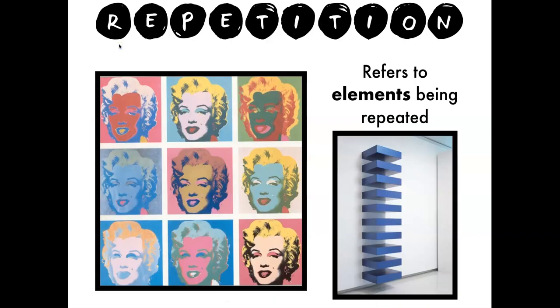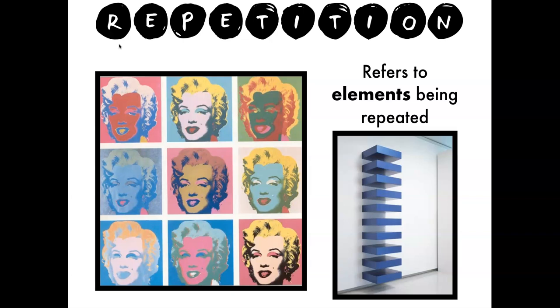Repetition is the last element or principle of design that artists utilize in their work, and repetition refers to elements being repeated. So the Marilyn Monroe painting that we see on the left was done by Andy Warhol. We are seeing that square shape repeated throughout. We're seeing the same portrait. It could be a form. There is some three-dimensionality there, so the same form of her face is being repeated.